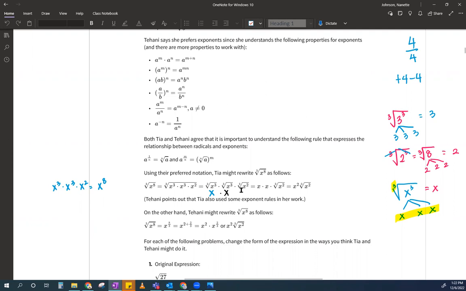Do you have a complete set here? For this one, the cube root of x squared, do I have a complete set? No, right? I do not have a complete set. In order to have a complete set, that 3 says I need 3 of them. How many x's do I have right here? Very good. Yes, I only have 2. We do not have enough.